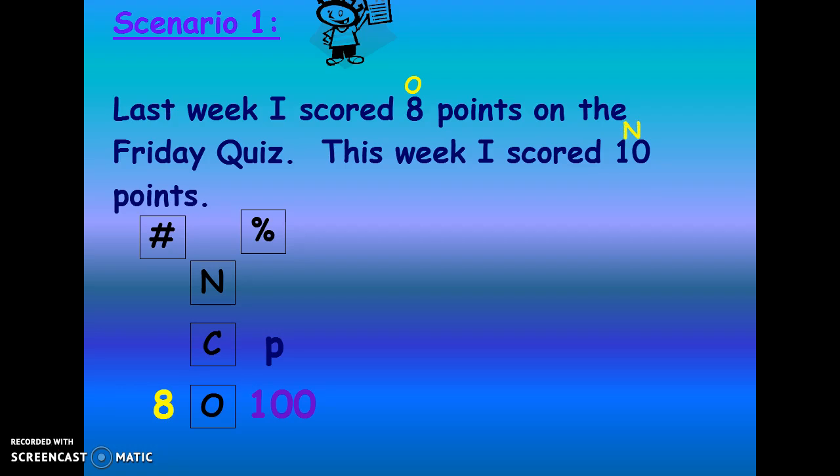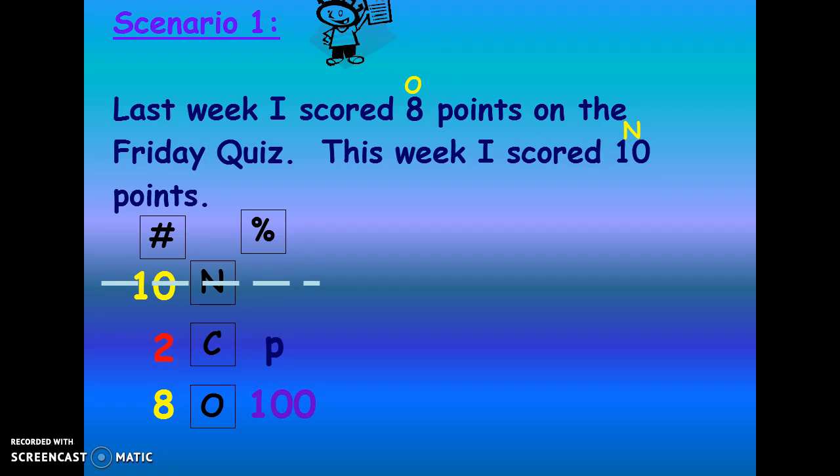O because this is our number side. Our new number, or where we ended up, was the 10. So the 10 is going to go to the left of the N on the number side. Then to find the change, we find the difference between 10 and 8, which is 2.